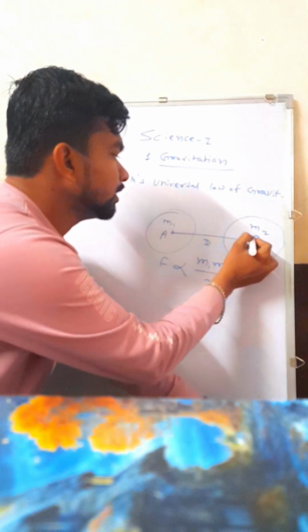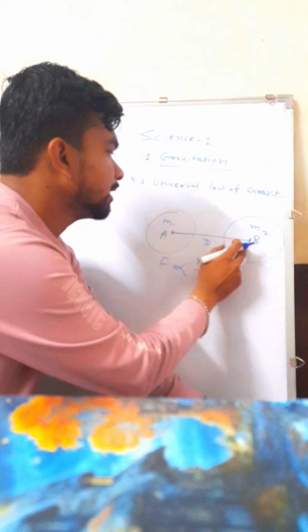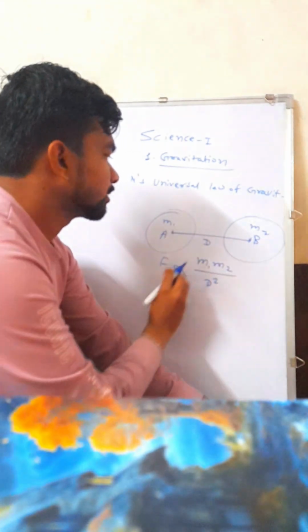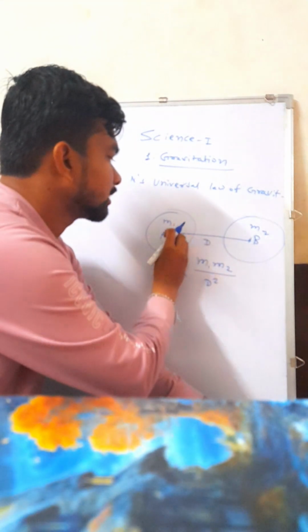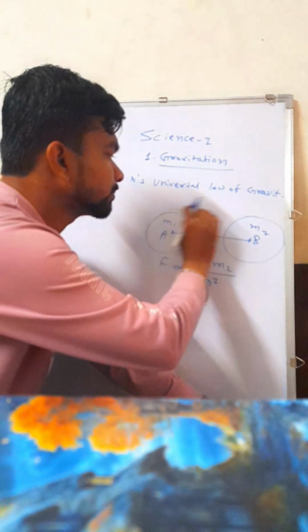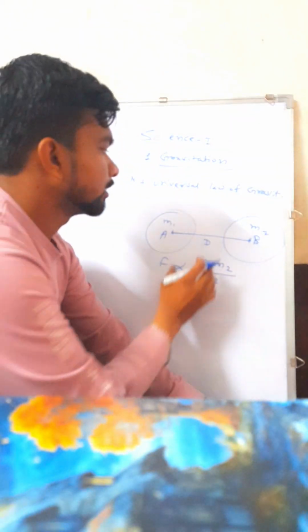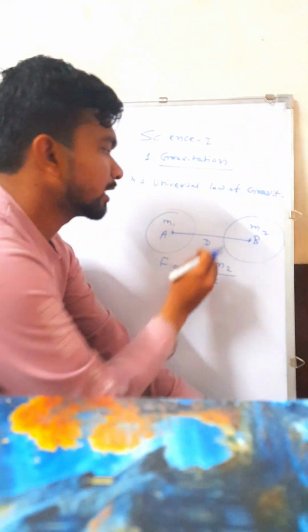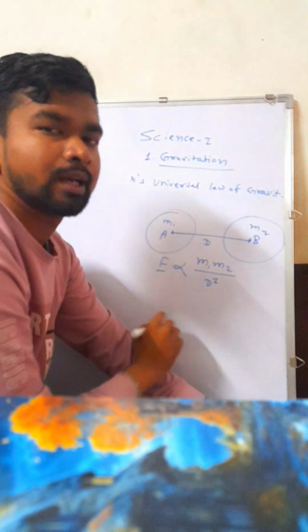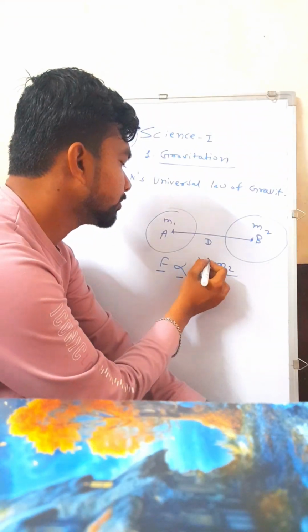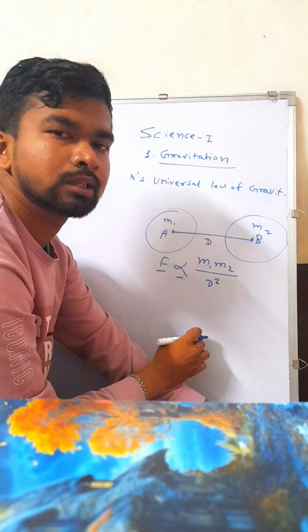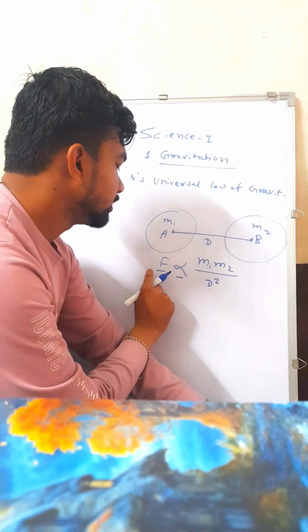According to this law, every object in the universe attracts every other object. Suppose objects A and B: object A attracts object B towards itself and object B attracts object A towards itself. Every object in the universe attracts every other object with a definite force, and this force is directly proportional to m1 m2, because m1 m2 is in the numerator.